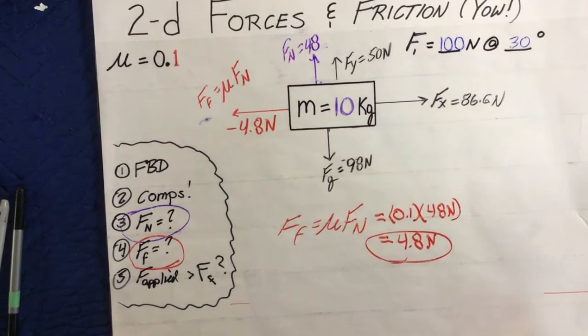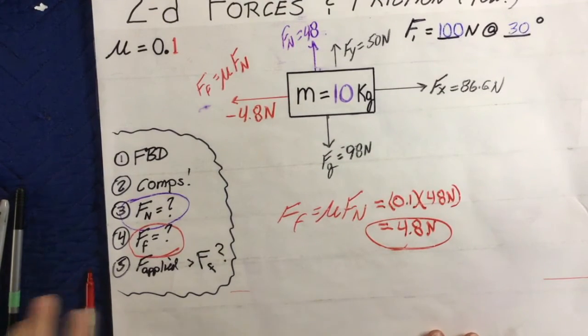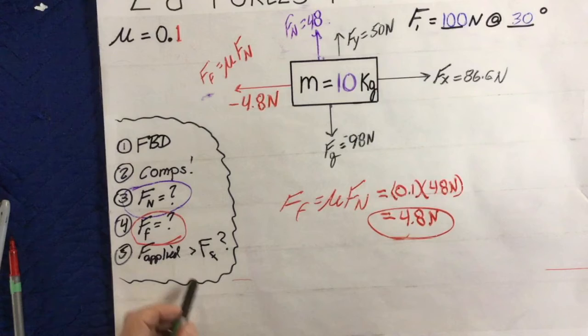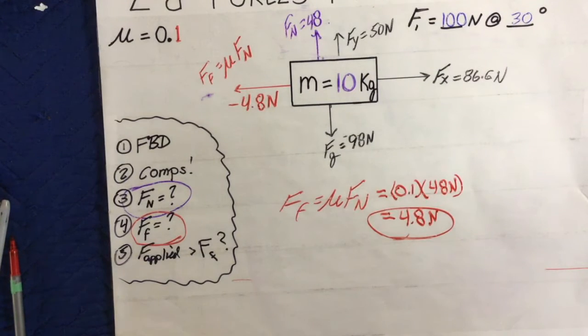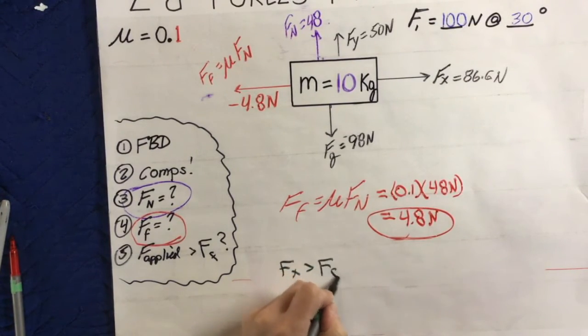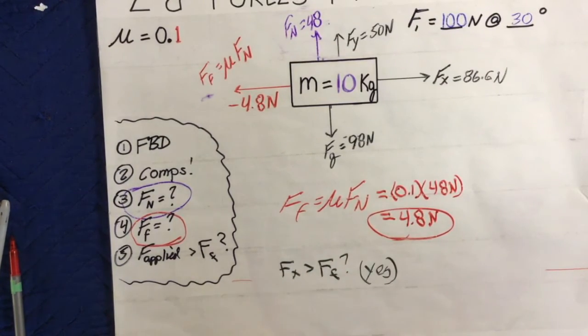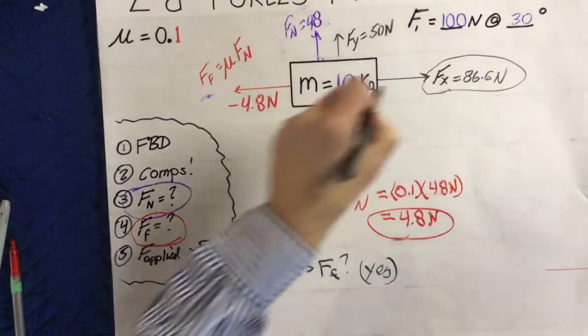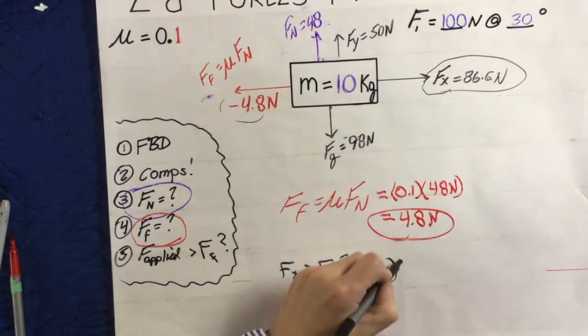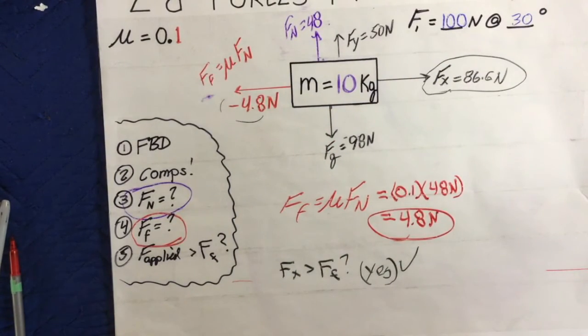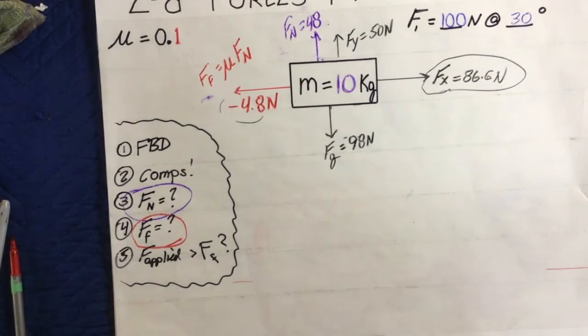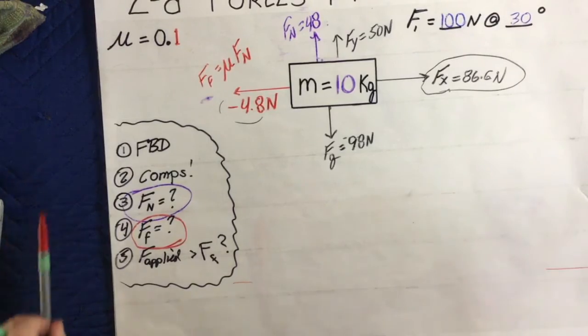Now I can look at this and say, well, step 5 is, are my applied forces, magnitude-wise, greater than the frictional force? Well, is Fx greater than Ff? Yes. I have 86.6. The magnitude of that is greater than 4.8, so it's going to move. So the last step is, what is the resulting acceleration? And the assumption I'm making is that the coefficient of friction does not change. We know it does.